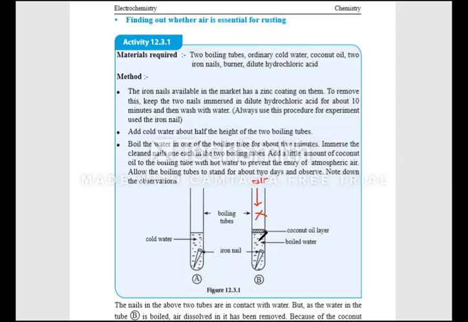So the conclusion of this experiment is that air is essential for rusting, and that is the reason why the iron nail inside boiling tube B did not rust, because it does not come in contact with air. The air inside the water was also removed, and further the iron nail was prevented from coming in contact with air by a coconut oil layer. Therefore, you can easily understand that air is essential for rusting.